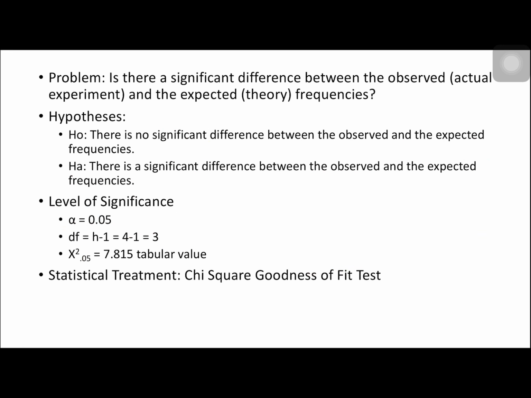For our problem statement: is there a significant difference between the observed, or the actual experiment, and the expected frequencies? For our hypothesis, there is no significant difference between the observed and the expected frequencies. It can also be expressed as the null hypothesis: observed is equal to expected. For the alternative hypothesis, there is a significant difference between the observed and the expected frequencies. Our alternative hypothesis, or HA, can also be expressed as observed frequencies is not equal to expected frequencies. For the level of significance, we have alpha at 0.05.